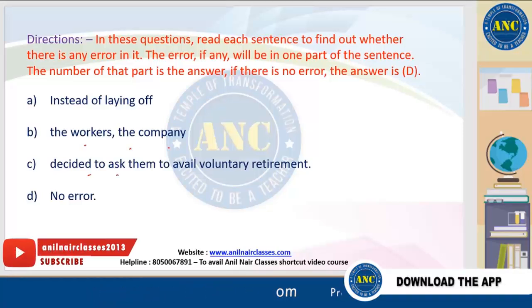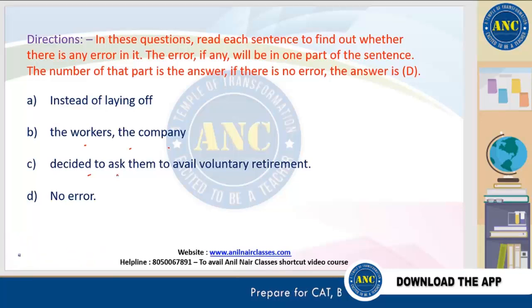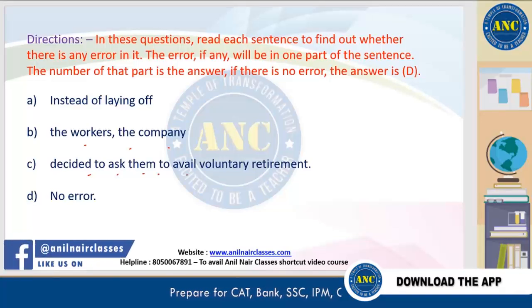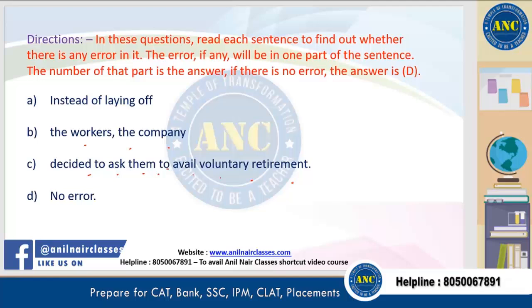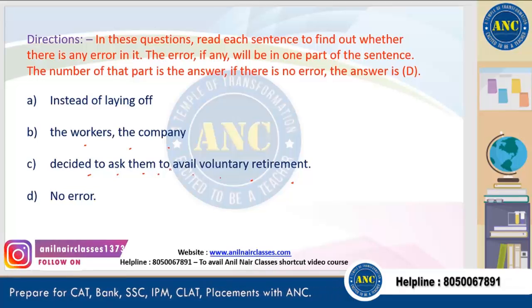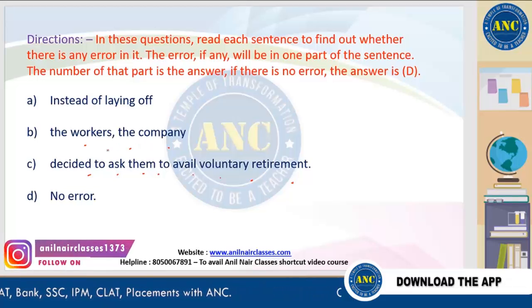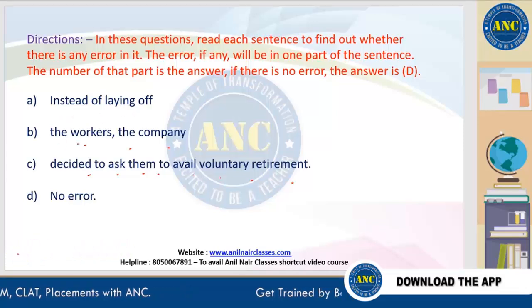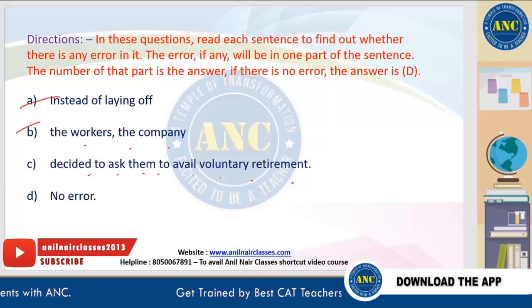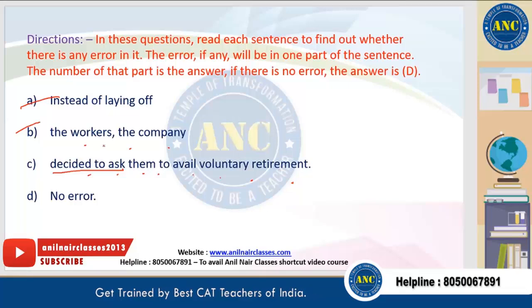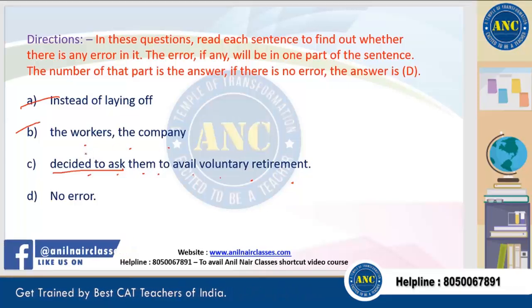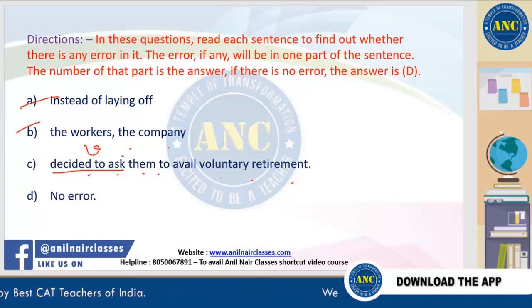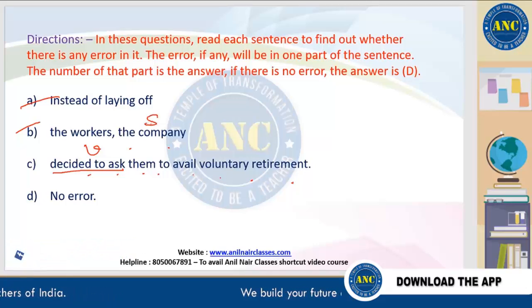Next, instead of laying off the workers, the company decided to ask them to avail voluntary retirement. So, what do you think? Is there any error over here? So, the company who has decided, see, instead of laying off the workers, it's fine, the phrase. Who has decided to avail voluntary retirements? It's a verb. Who has decided? Company, right? It's a subject.